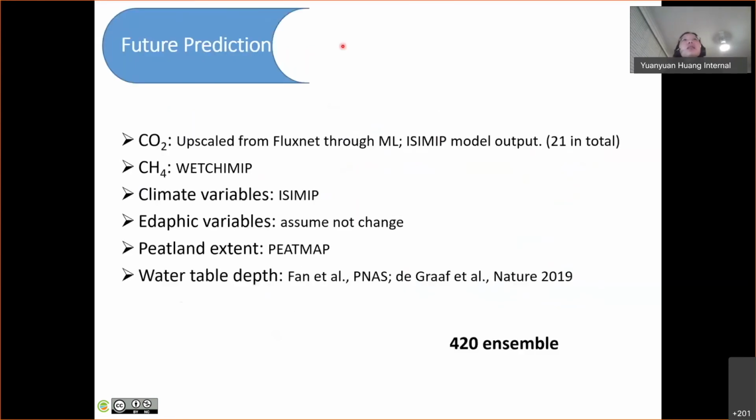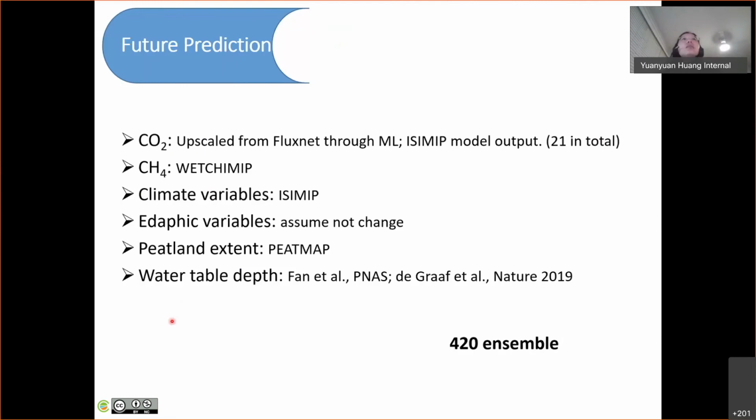Based on those machine learning models, we did a future prediction of the response of carbon dioxide or methane emission to future water table drawdown. We combined different machine learning models and also different combinations of those predictor variables. With all of those predictor variables, we can get an approximation at a global scale. In this way, we can make an ensemble global prediction.